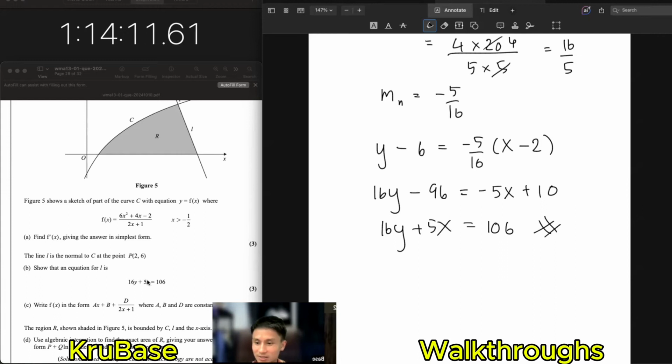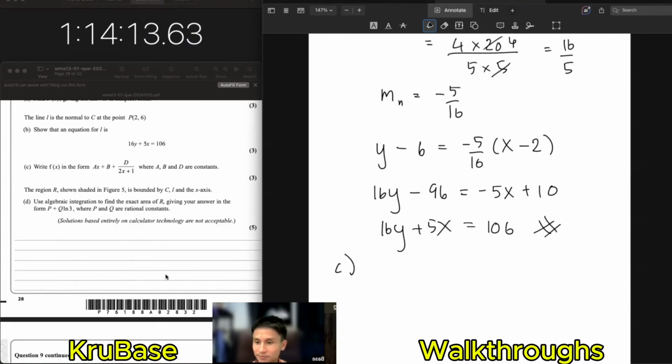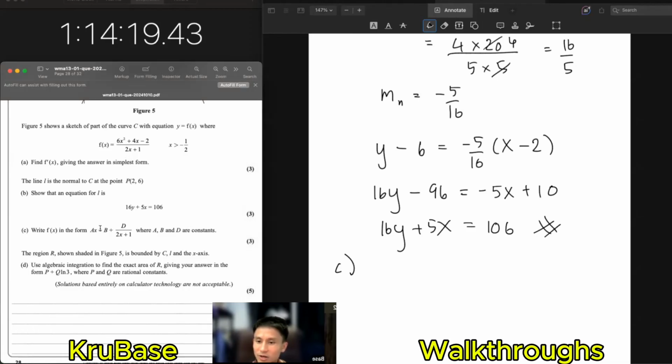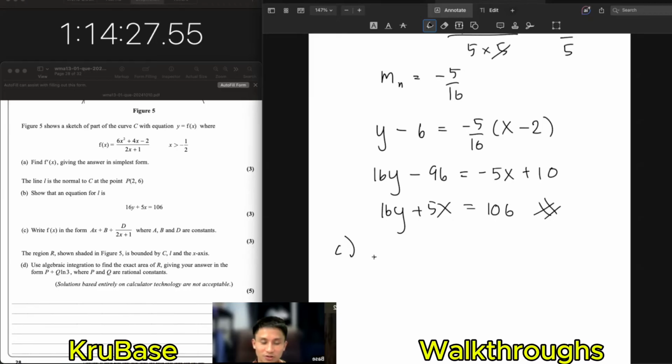No coincidence. And C, write f(x) in the form of that. Aha. Okay, so when there are quotient parts here, it means you need to do a long division for that first. Yeah, okay, we're going to do a long division. All right, guys, that's fine. A long division.